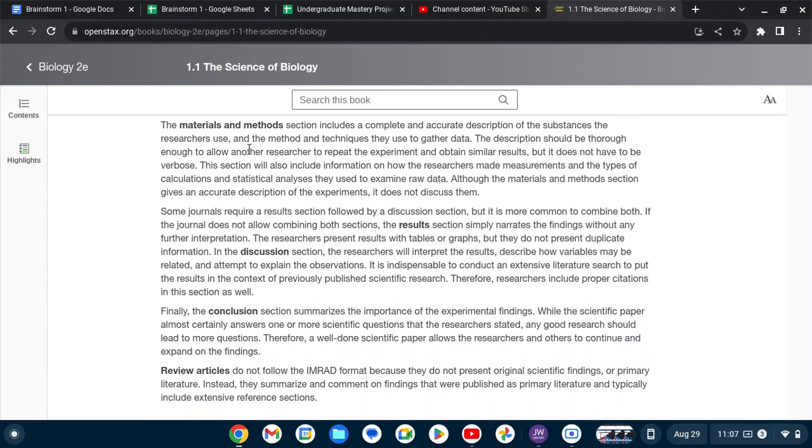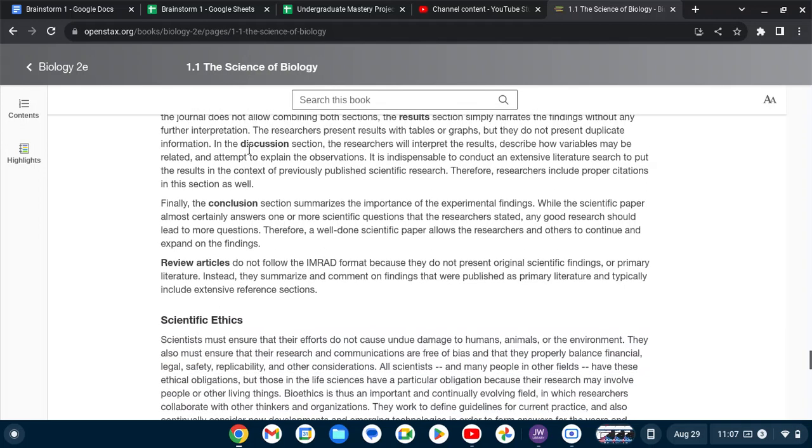researchers use and the methods and techniques they use to gather data. The description should be thorough enough to allow another researcher to repeat the experiment and obtain similar results, but it does not have to be verbose. This section will also include information on how the researchers made measurements and the types of calculations and statistical analyses they used to examine raw data. Although the materials and methods section gives an accurate description of the experiments, it does not discuss them.